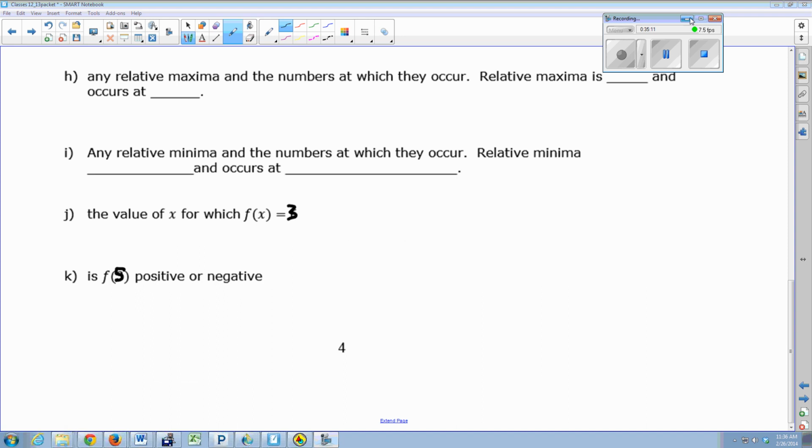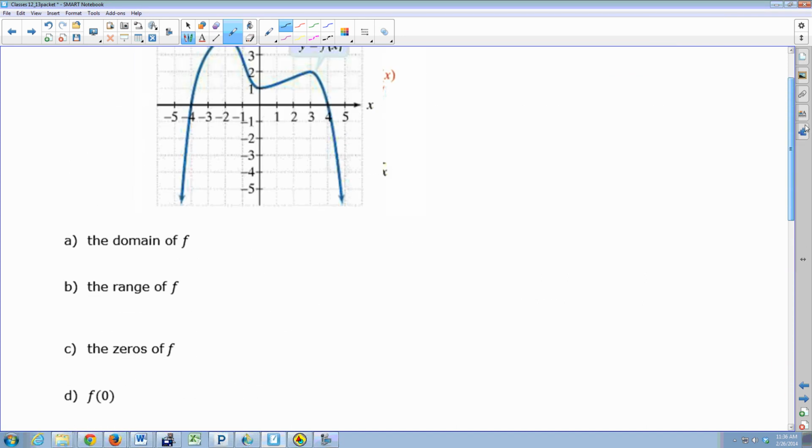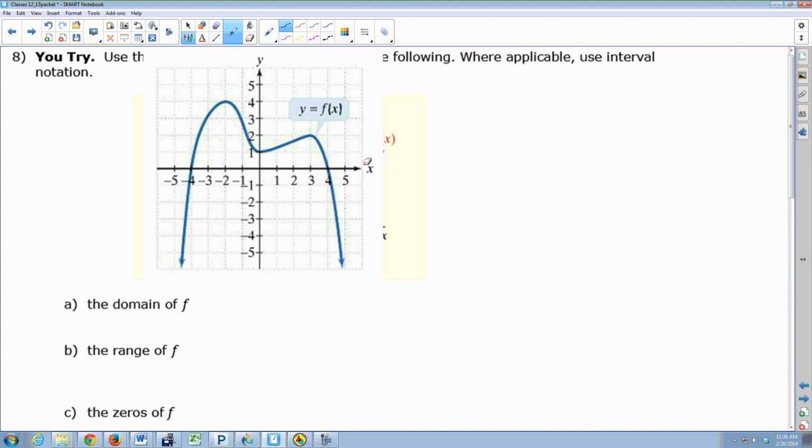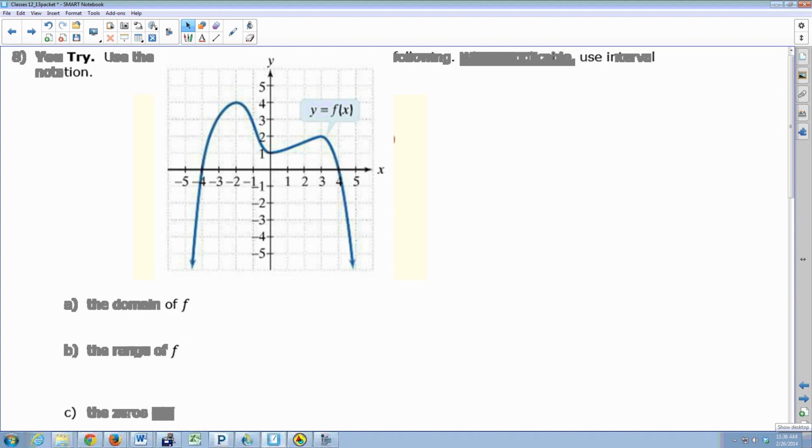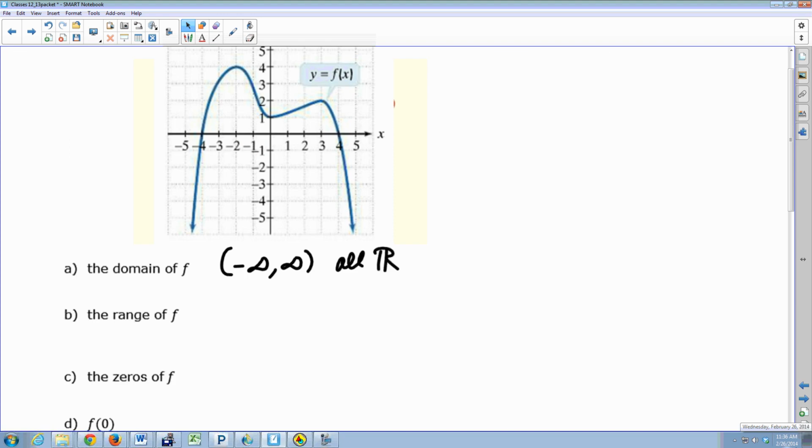Let's take a look at this. And we'll go through this, I hope, relatively quickly because it looks like everybody's been mostly finished with this for a little bit. So, okay, the domain of this function, anybody? Negative infinity to infinity, or you could simply write all real numbers. That's what that fancy R means, all real numbers.